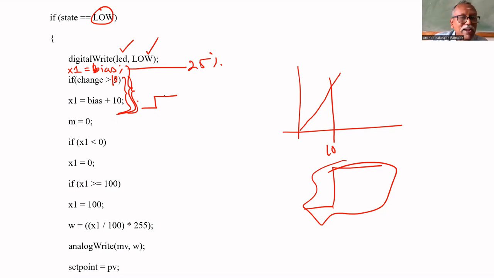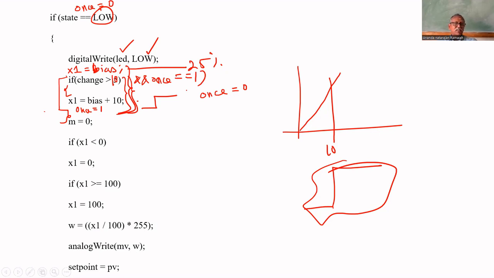Otherwise, every time it will be added. That's why we have to introduce one more variable here. It should be executed only once, so let us introduce once equal to 0 outside, before the state. Here, within the bracket, you make once equal to 1. So if change is greater than 10 and once equal to 1.